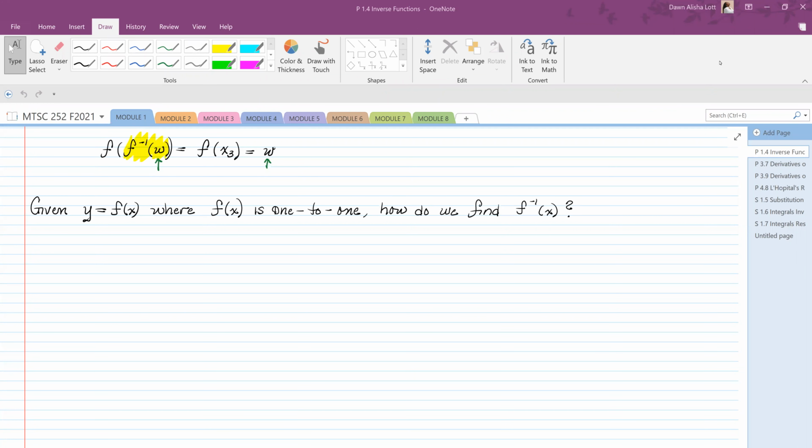So where we left off was, we already know how to figure out whether a function has an inverse. The question is, how do we find it? Okay, so the way we're going to find an inverse, here's our method.